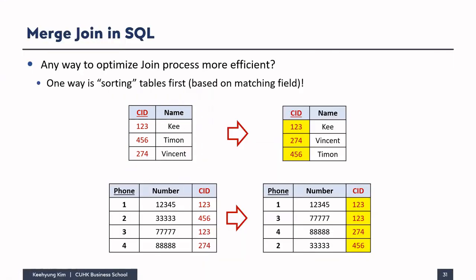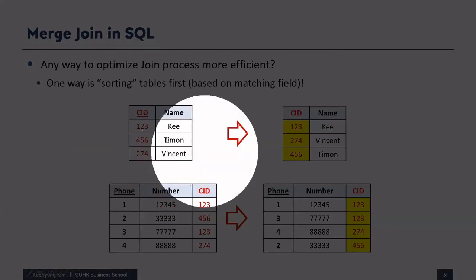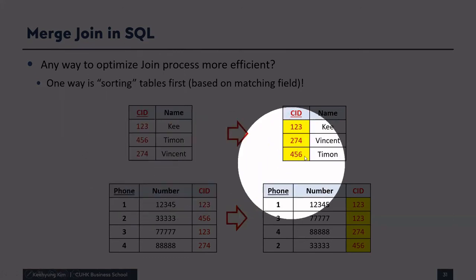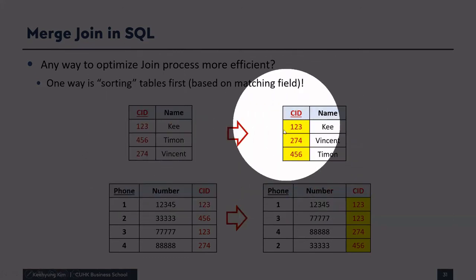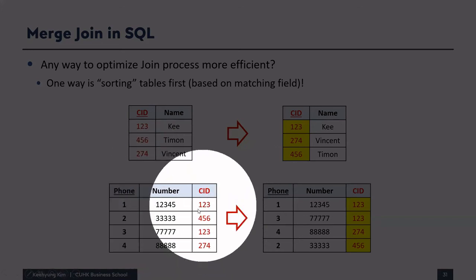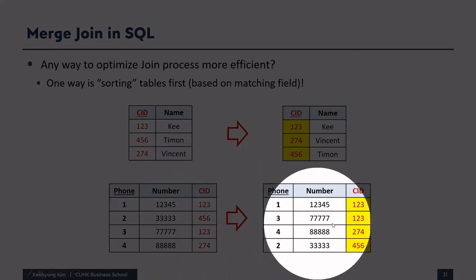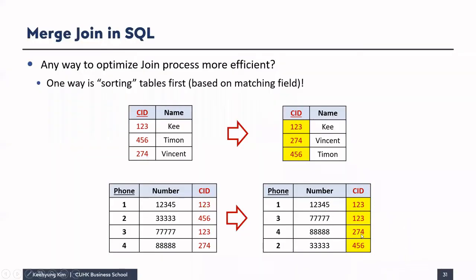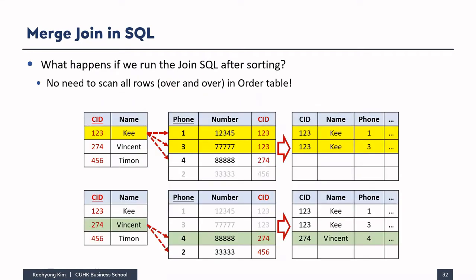So basically they will keep a sorted version of your table. For the customer table, it will be sorted based on CID. So they will have this table. Also for the phone number table, instead of this, the database system will have the same phone number table sorted based on the CID. Then the table will look like this. So CID is sorted like this in increasing order. If you have these kinds of tables, then when you do join, it can be done much faster.